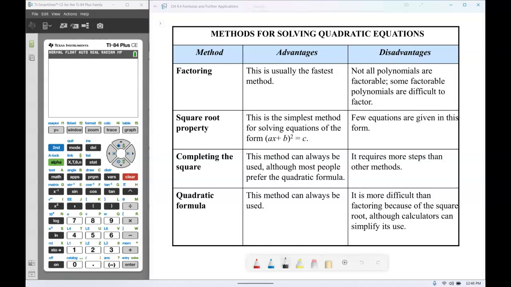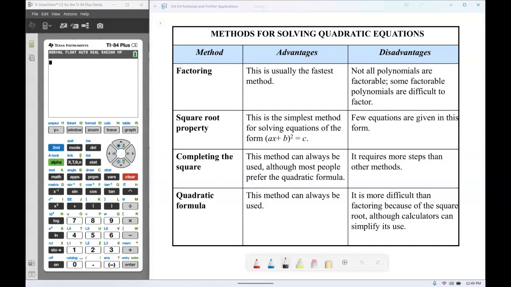Honestly, you're probably never going to use completing the square for actually solving quadratics. We're going to be using that process though when we get to circles and other conic sections later in the year. So knowing what it is and how to do it is important.